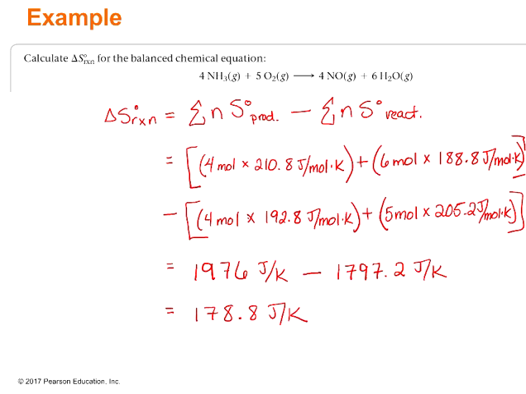So if we look at our reaction, how many moles of reactants do we have and how many moles of products do we have? So we have 4 plus 5 moles of reactants, which is 9. And we have 4 plus 6 moles of products, which is 10. And remember that if we have more moles of product, that means we have more entropy. So we do expect that the entropy will increase for this reaction, so we should expect a positive entropy value.